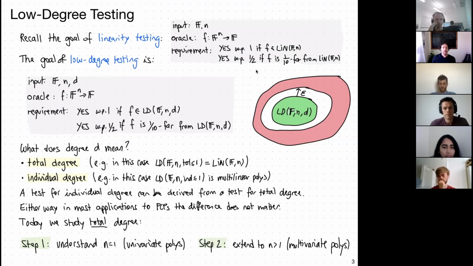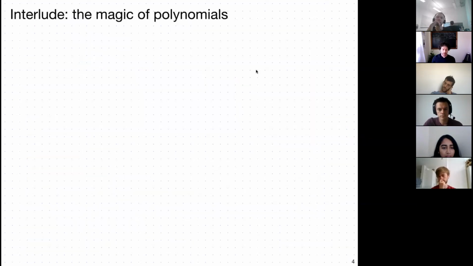Okay, so that's the definition of the problem. Any question? Does this make sense? Okay, good. If something is not clear, please feel free to interrupt me. But it is very similar to what we did yesterday, just with a higher degree.